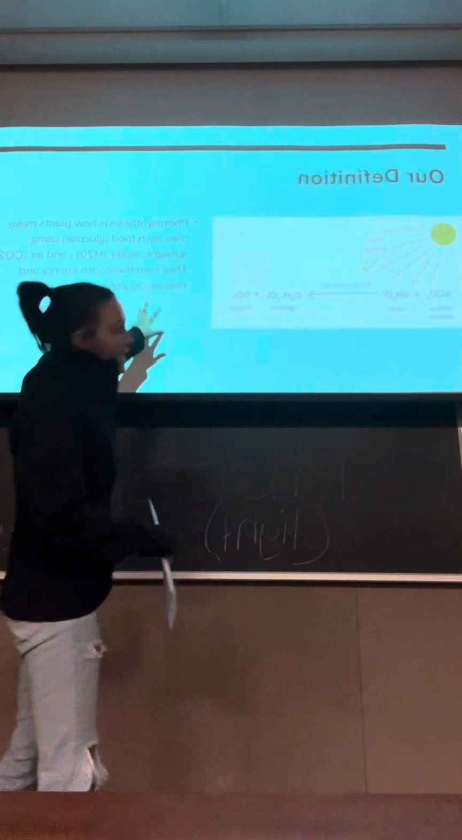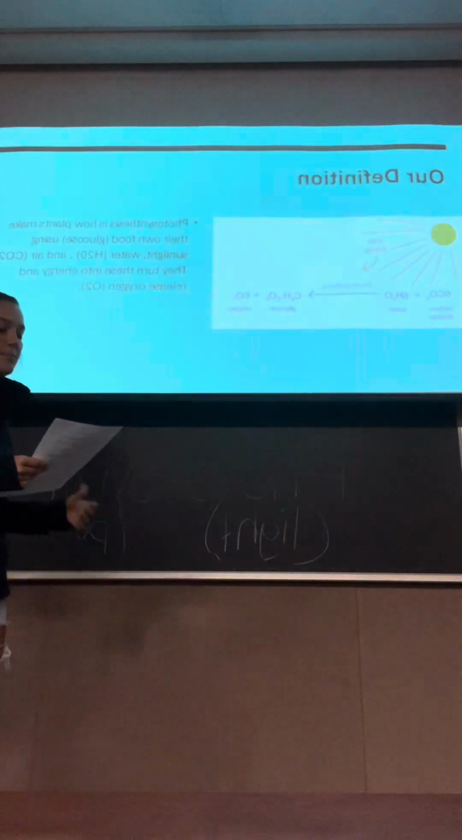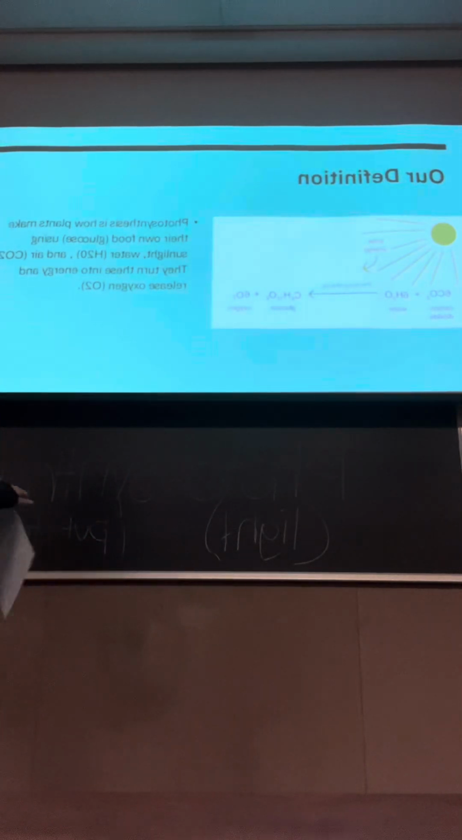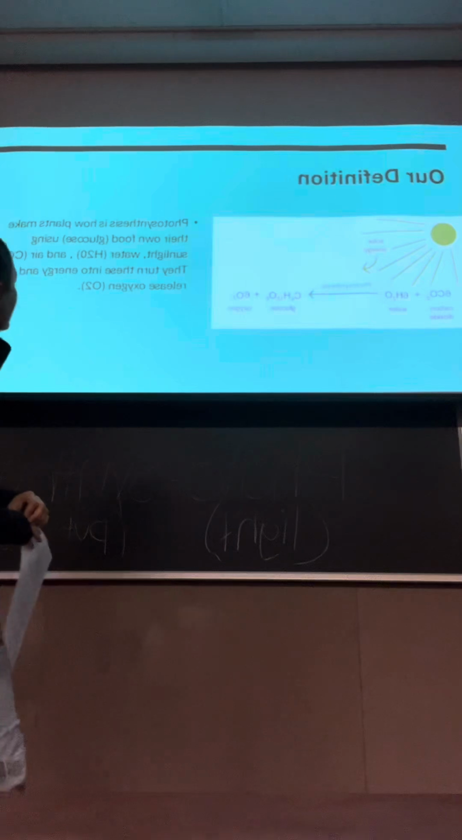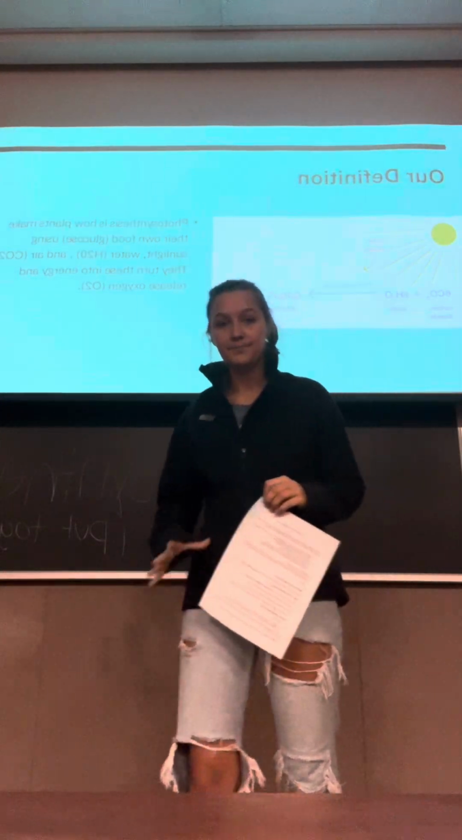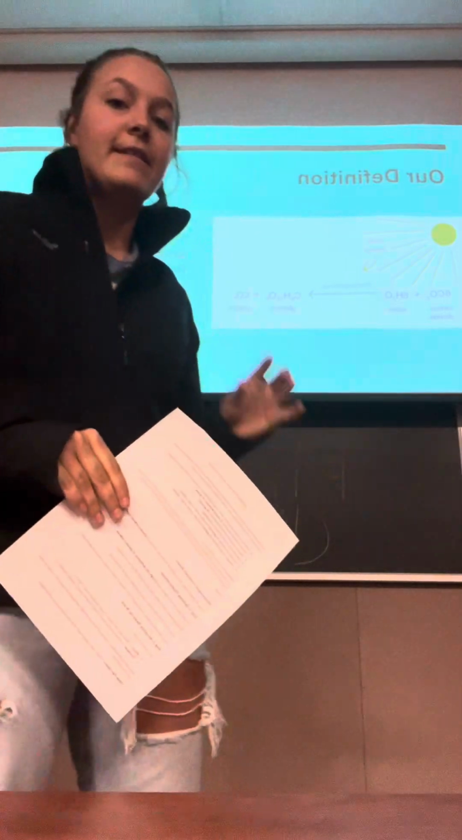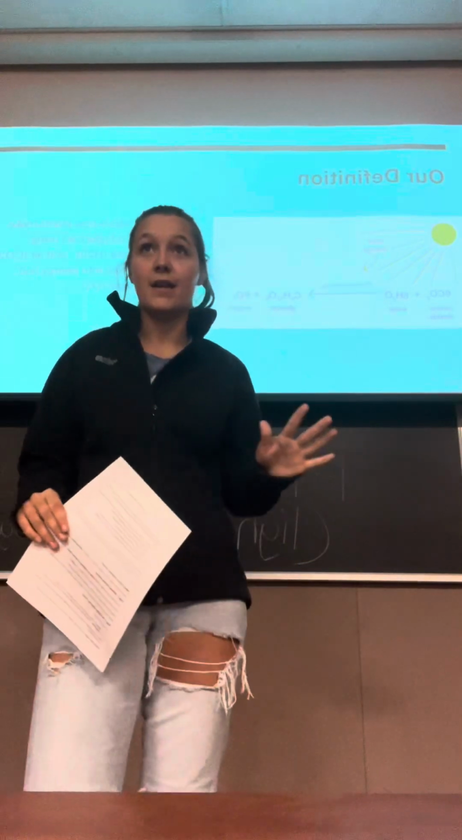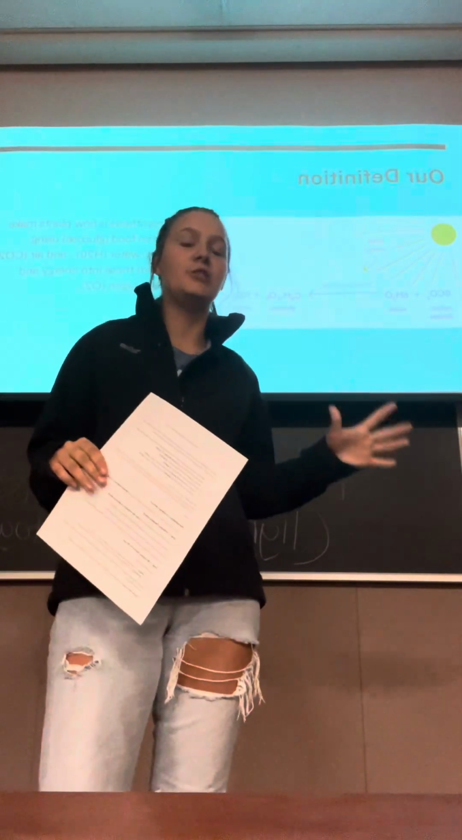So, my definition here, if you can't read the board, says: photosynthesis is how plants make their own food, which is glucose, using sunlight, water, and air, and they turn these into energy and release oxygen, okay? So to me, that's a lot less wordy, right? That's a little bit easier to digest.